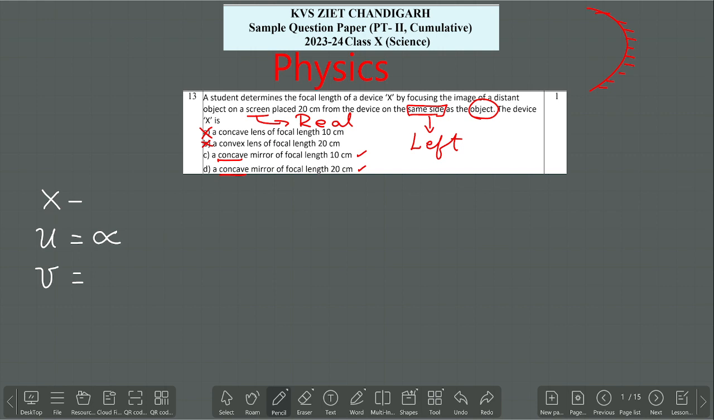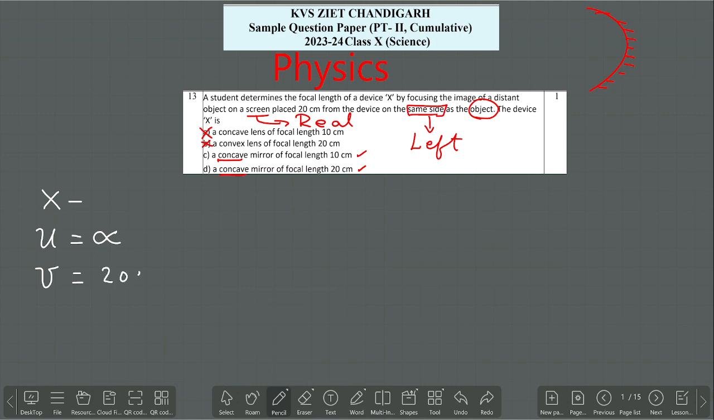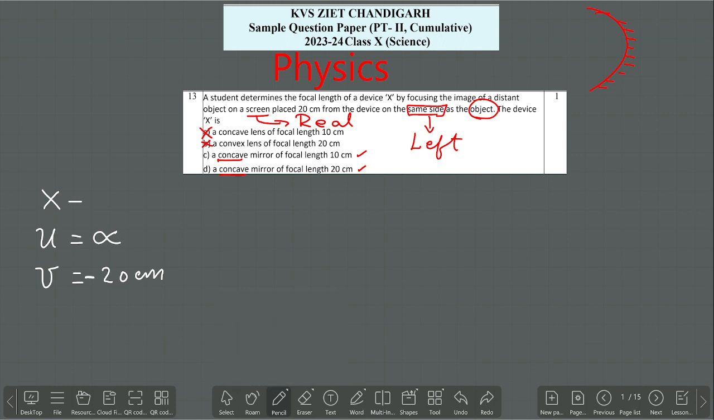So now let us continue. The value of V is given as 20 centimeter. Since it is on the left side, it is going to be minus 20. So V is equal to minus 20. What type of device did we find over here? Mirror. So we need to use the mirror formula. What is the mirror formula? 1 by F is equal to 1 by V plus 1 by U.